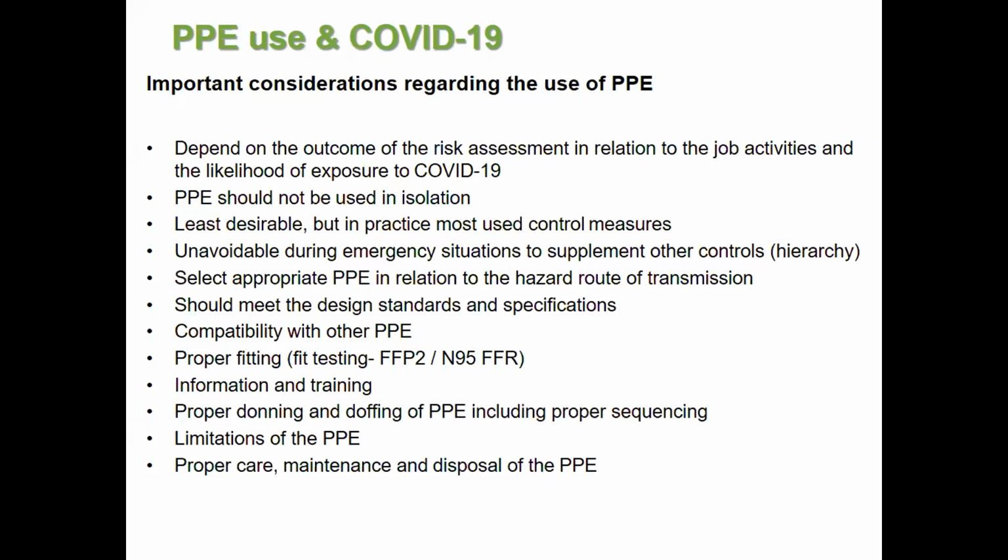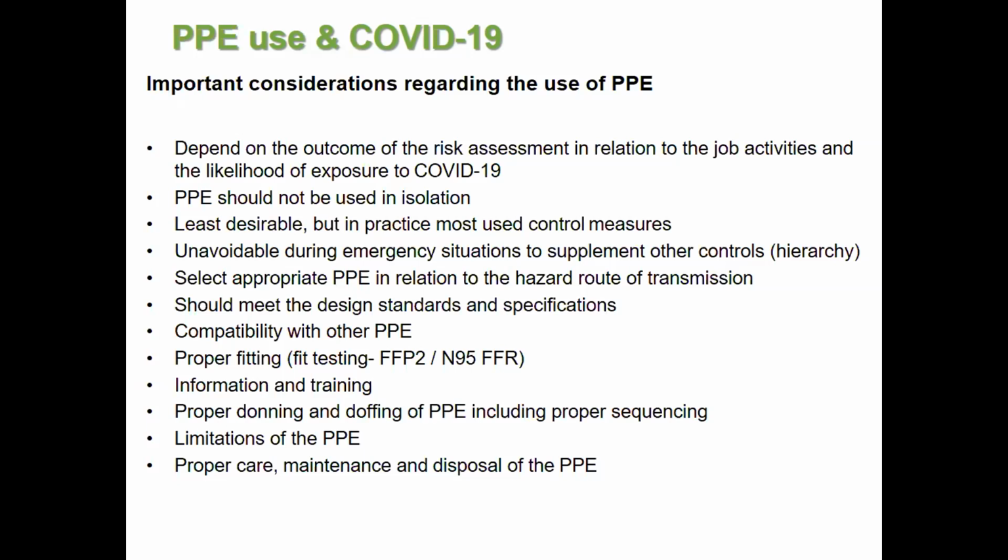We know that PPE are less desirable, but in practice, these are the most commonly used control measures. And in this case of COVID, we cannot do away with those. We will always use PPE, but in combination with other means of control measures. And hence, I'm saying in my follow-up statement that they are unavoidable during an emergency situation, because this is a situation which we didn't prepare for. So if it hits us, it means that we'll start with the PPE while we implement other controls.